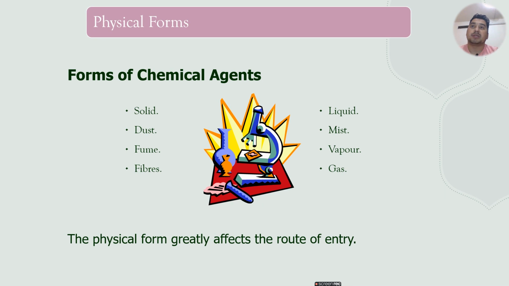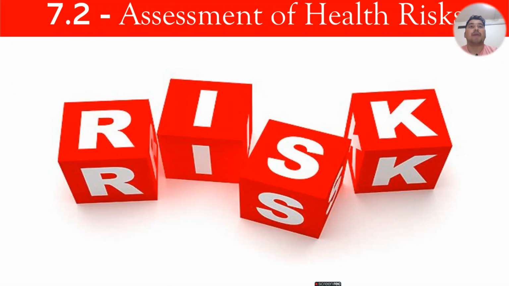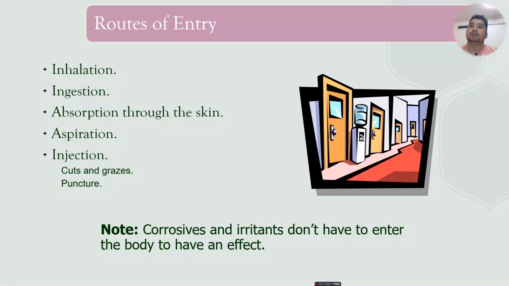Now we will start our 7.2, assessment of health risk. Now the routes of entry: how these hazardous substances or any chemical will enter our body. There are different routes of entry. The first route of entry is inhalation. Whenever you are inhaling, breathing in and breathing out, at that time these substances will get into our body.